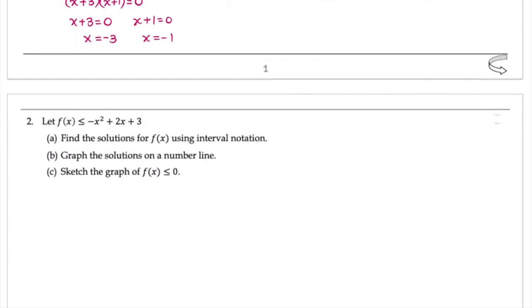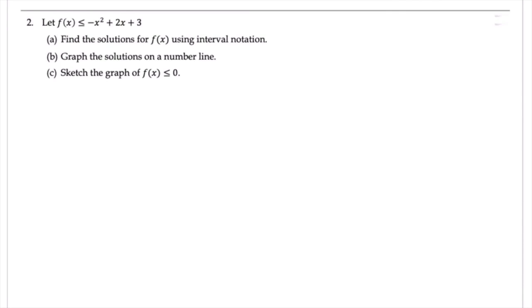Let's look at number 2. So here we have let f of x be less than or equal to -x squared plus 2x plus 3. Find the solutions of f of x using interval notation. Graph the solutions on a number line and sketch the graph of f of x is less than or equal to 0. Alright, so let us start by finding these solutions.